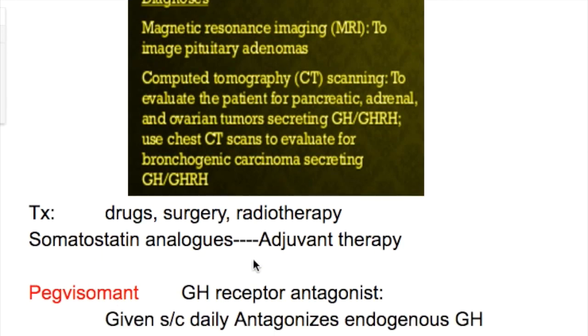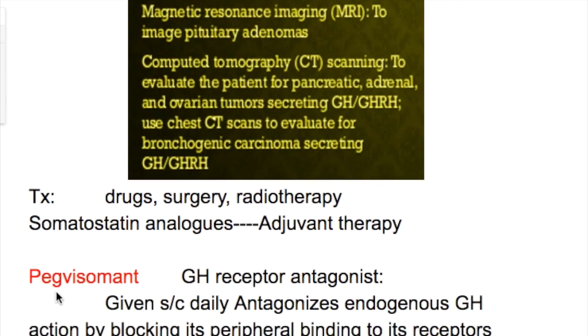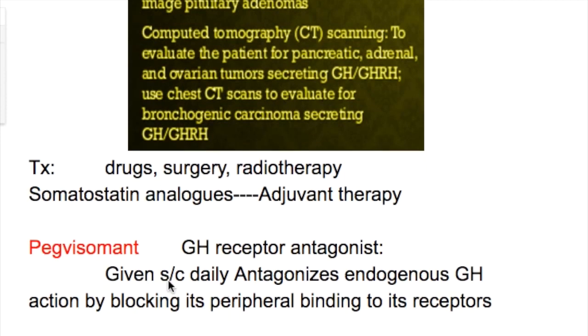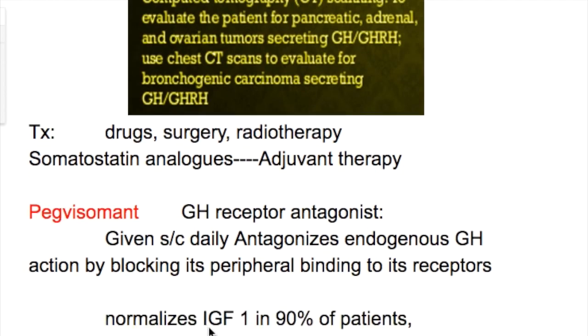Somatostatin analogs are used as adjuvant therapy. And what's pegvisomant? Pegvisomant is a growth hormone receptor antagonist given subcutaneously daily. Pegvisomant antagonizes endogenous growth hormone action by blocking its peripheral binding to its receptor. So it normalizes IGF-1 level in 90% of the cases, and GH level, however, remains high.